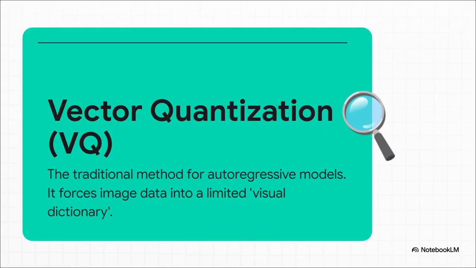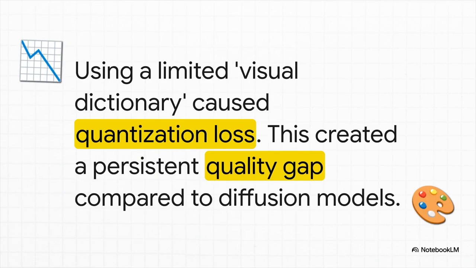So here's the problem. To make this whole process work, the models had to simplify the image first. They used this technique called vector quantization, VQ for short. The best way to think about it is like a paint-by-numbers kit. It takes all the amazing, complex details of a real-world photo and squishes them down into a very limited visual dictionary, like you only get 8 colors in your paint set. It forces everything into these preset boxes. And as you can probably guess, that simplification came at a huge cost. Fine details? Gone. Rich textures? All fuzzy. There was just this persistent, annoying quality gap when you compared them to the sculptor models.